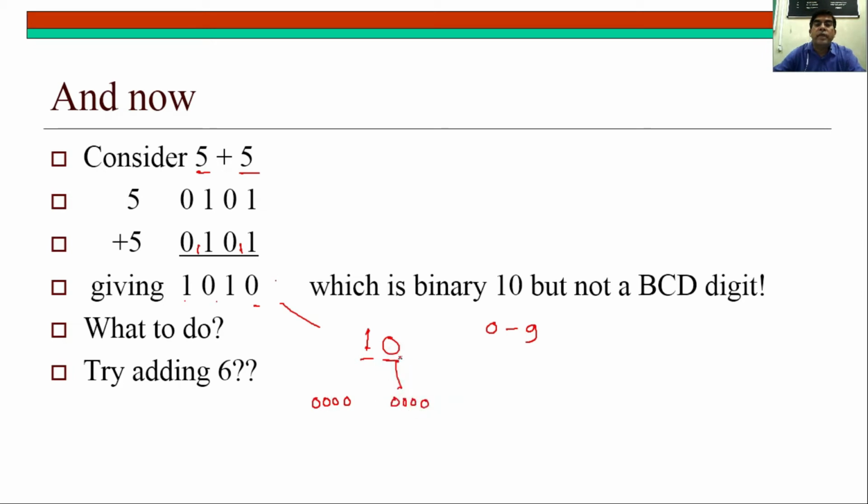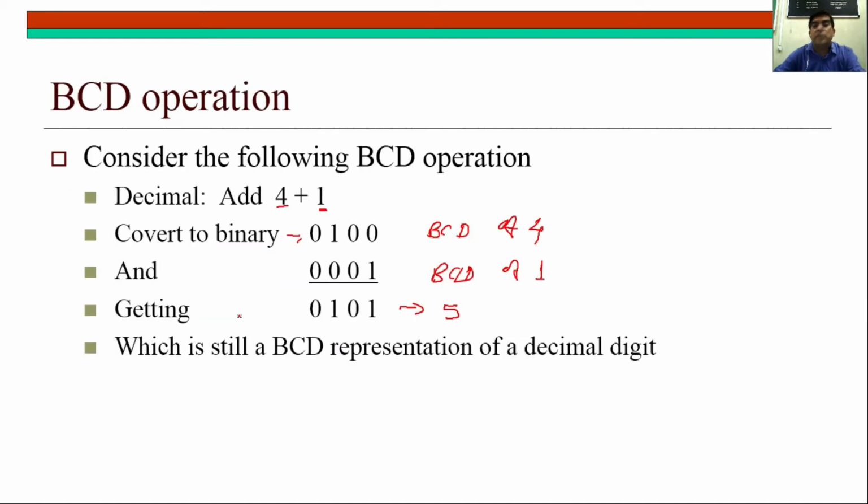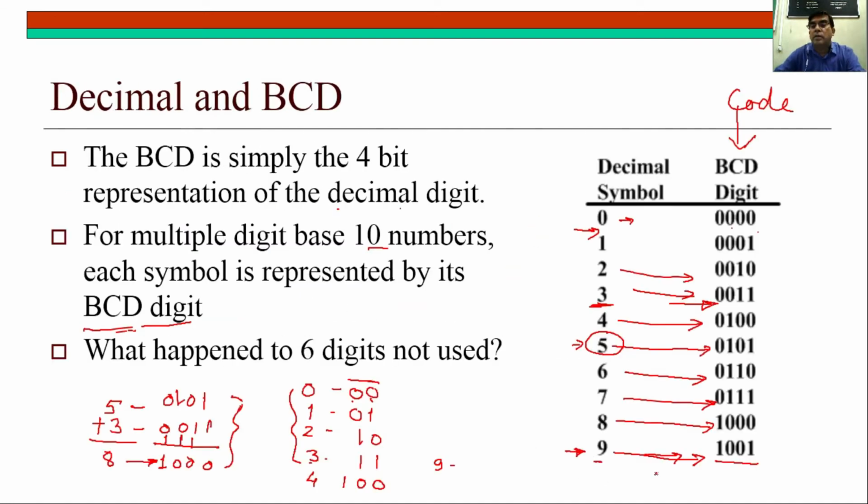For every digit there is a separate binary code, the BCD code. So this is my 10, right? And 1010 is what? A binary number. It is not a code, right? So if I now see in my BCD chart here, the highest number was 1001 for 9, and beyond that I have got 10.